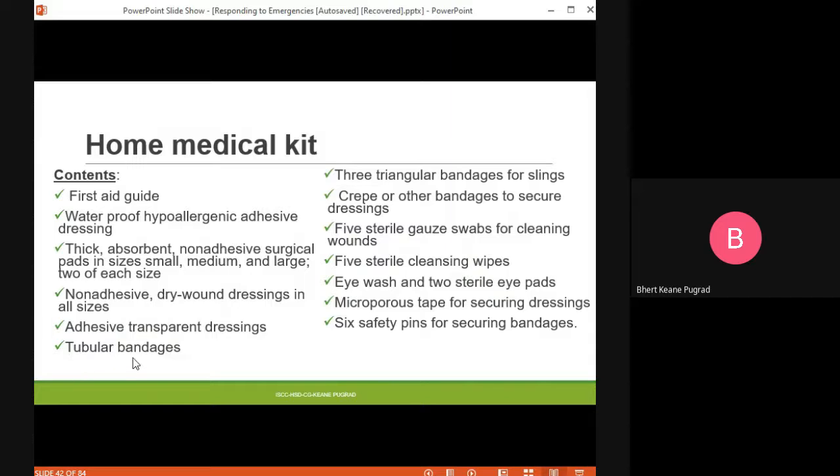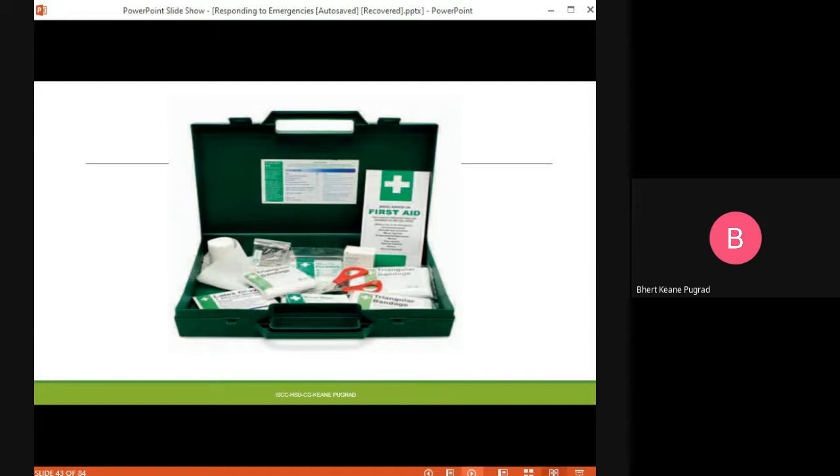Okay. Tubular bandages or your elastic bandages. Triangular bandages for slings, crit, and other bandages to secure the dressing. 5 sterile gauze swabs for cleaning wounds. Okay. 5 sterile cleaning wipes, eye wash, and 2 sterile eye pads, microporous tape or your micropore tape or your plaster, and 6 safety pins for securing bandage. So this is an example of your home medical kit.